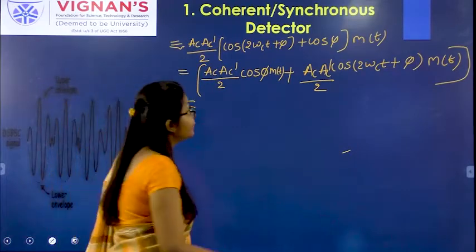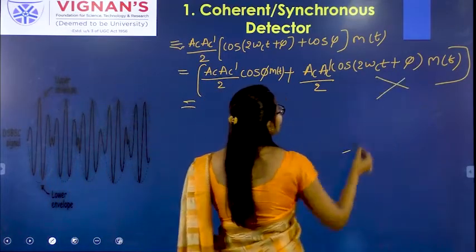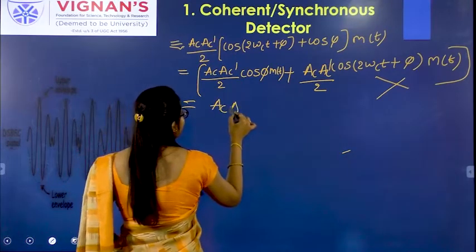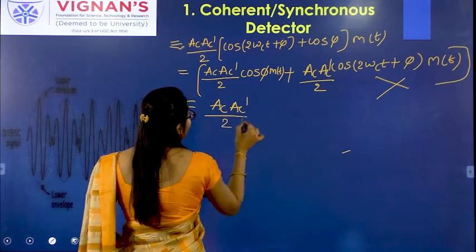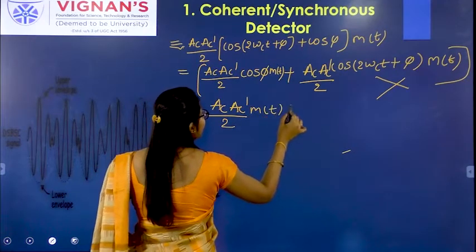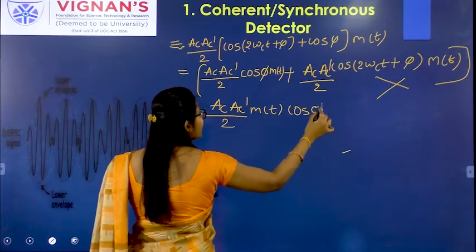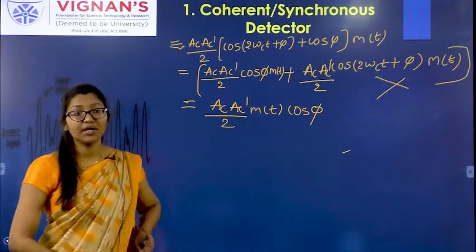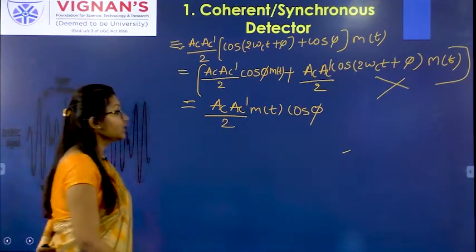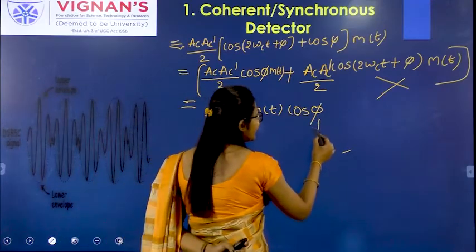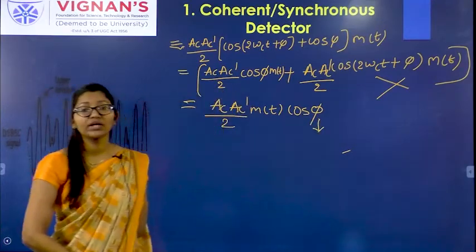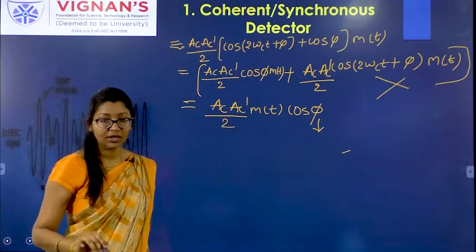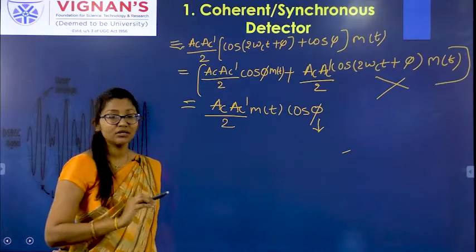If you see this term, again it will be rejected by the low pass filter. Only this term will appear here: Ac dash by 2 m of t into cos phi. Right? Only this term, m of t cos phi. So in this term, if there is very little phase error, there is no problem, because phase cannot change your total frequency, right? If there is a little bit of phase error, no problem.